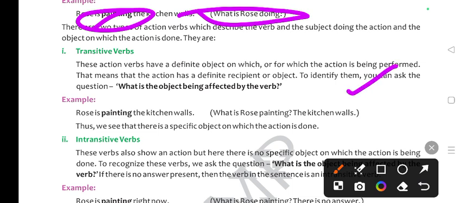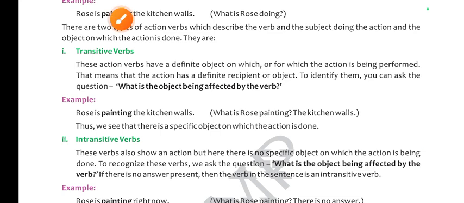So let's understand transitive verbs. These action verbs have a definite object on which or of which the action is being performed. That means the action has a definite recipient or object. To identify them, you can ask the question, what is the object being affected by the verb? If it is affected by the verb, then it is a transitive verb, and if the object is not required, then it is an intransitive verb.